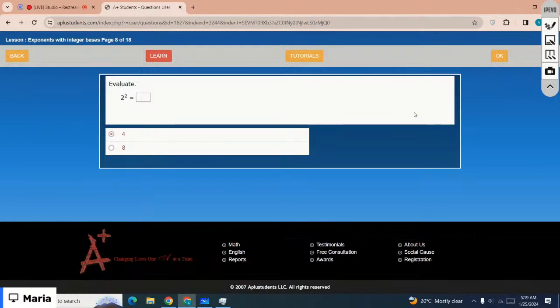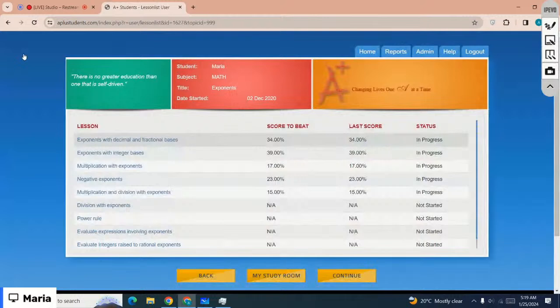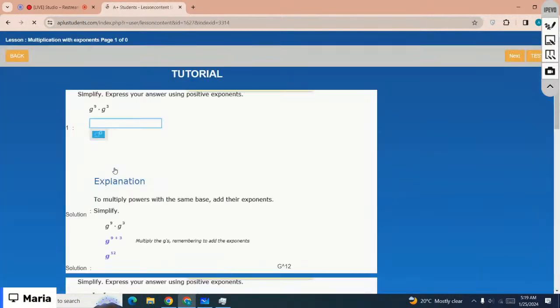Okay, you can complete the lesson by yourself later today. Let me just move on to the next lesson: multiplication with exponents. When we multiply with exponents, if they have the same base, you need to add their exponents, right?